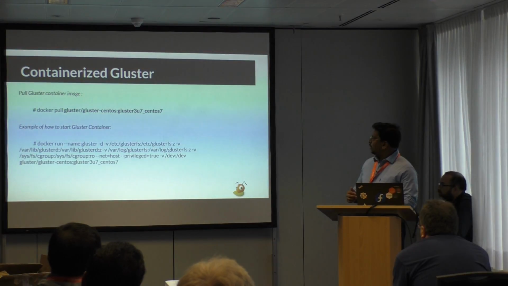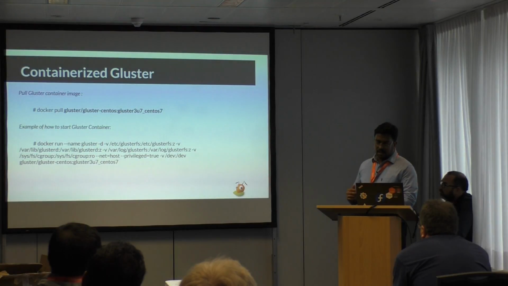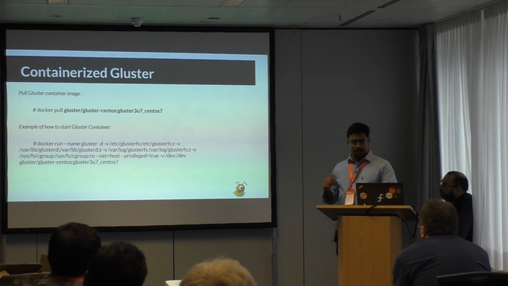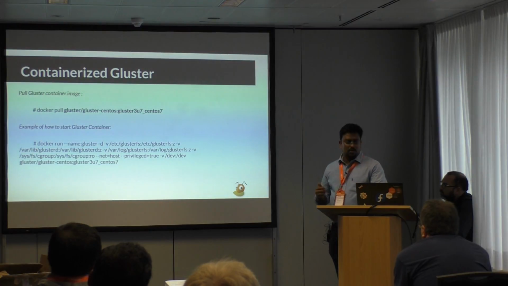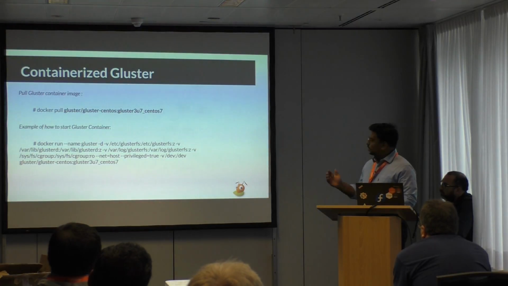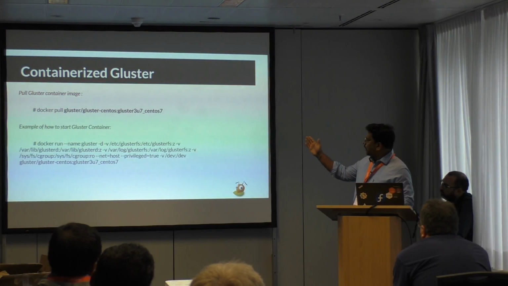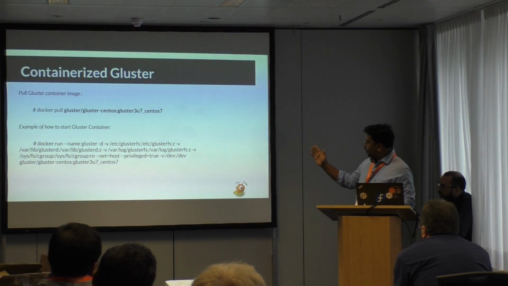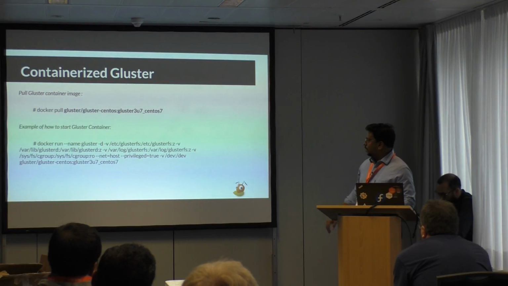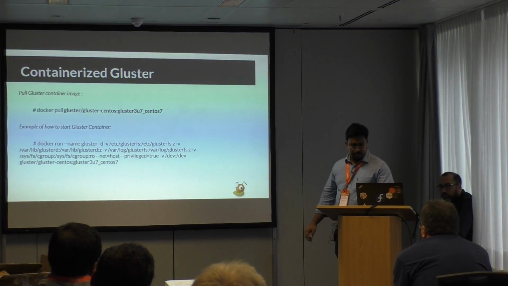And we created a Gluster container image and kept it inside the public registry of Docker. If you want to run a Gluster container inside a standalone server, it's similar to what is shown in this picture. You just have to download the Gluster image from Docker Hub, then run the container with a few options to the docker run command. We'll come to those options.